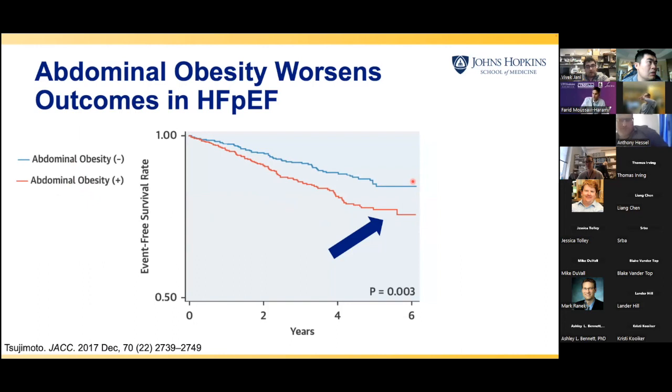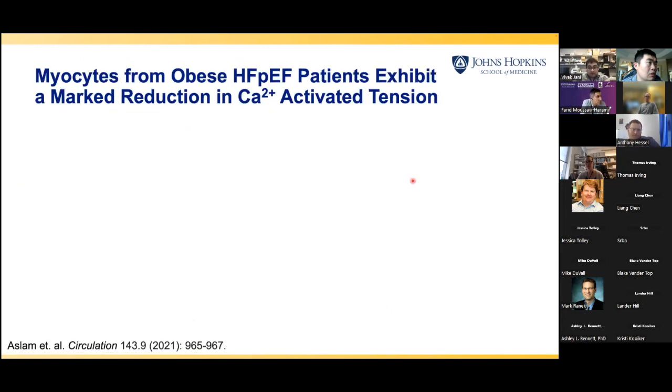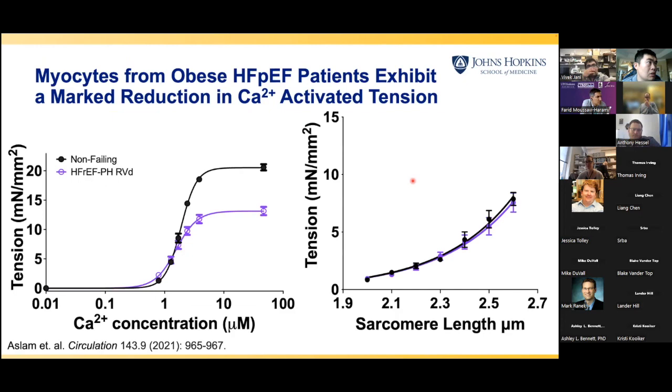So the question that came to our minds is, what do the myocytes from these obese HFpEF patients look like? Do they look like the myocytes that Walter Paulus has shown previously, or do they look completely different? First, I'm going to show you the force-calcium and length-tension relationship here. This is now passive as opposed to active. And in purple, I have the HFrEF PH patients with the RV dysfunction that we've been talking about previously. This is our control for what contractile dysfunction is supposed to look like.